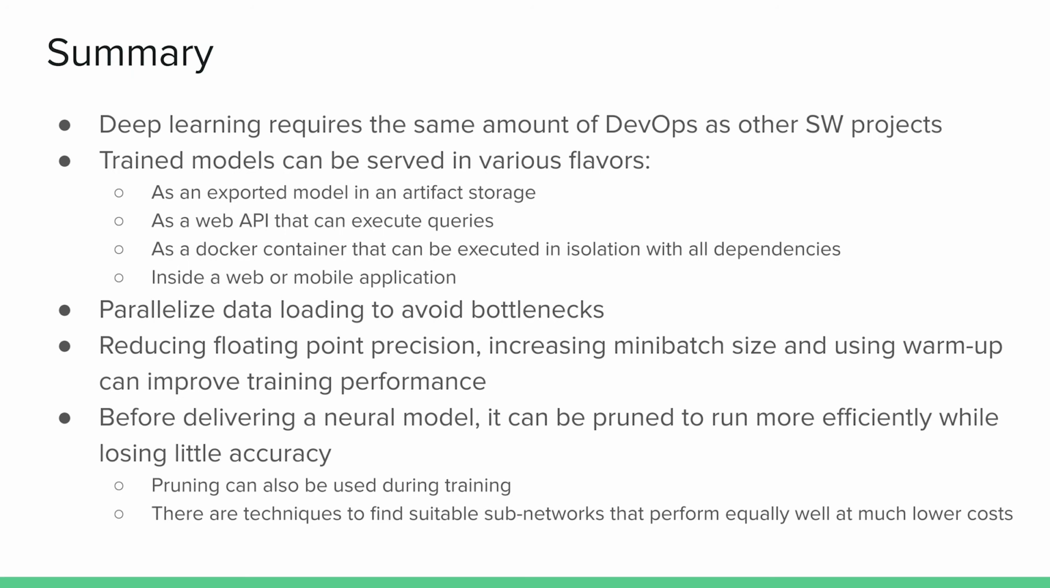And before delivering a model, you should always at least think about whether you really need the large model in its entirety or whether you can actually prune some of the weights that are in there. And if you can prune it while not sacrificing a lot of accuracy, it is highly advisable to do so, therefore reducing the computational costs on your clients. So there are techniques to find the suitable networks while still performing equally as the full model, while now running at a much lower cost.